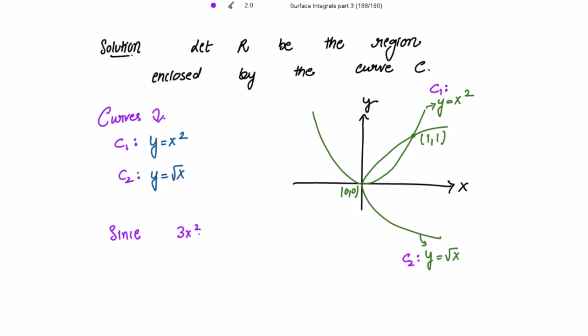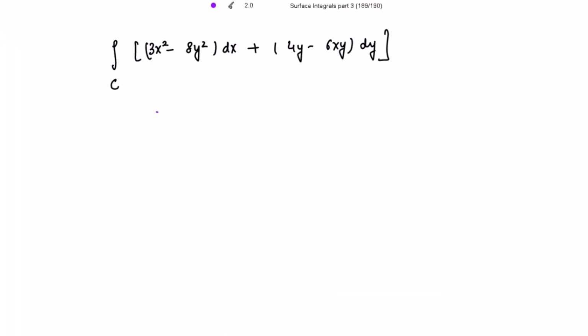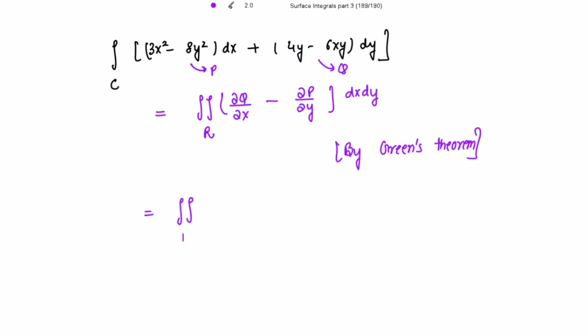Since 3x squared minus 8y squared and 4y minus 6xy, these two are continuously differentiable functions in the region R, we can apply Green's theorem on the given integral. When applying Green's theorem, we get the double integral over the region R of (∂Q/∂x minus ∂P/∂y) dx dy. So this is further equal to the double integral over the region R.